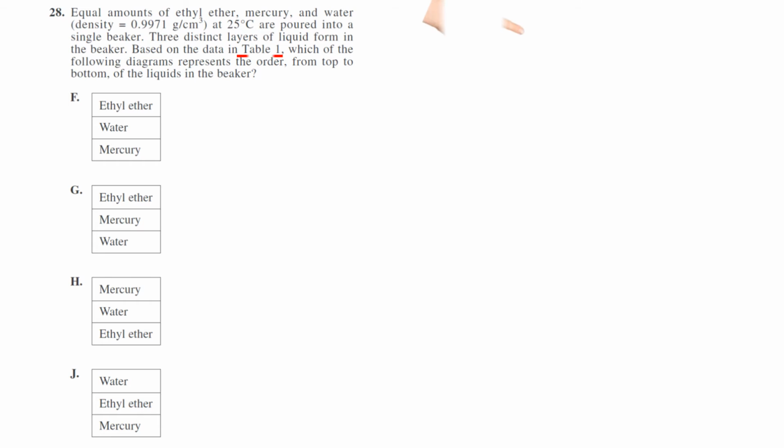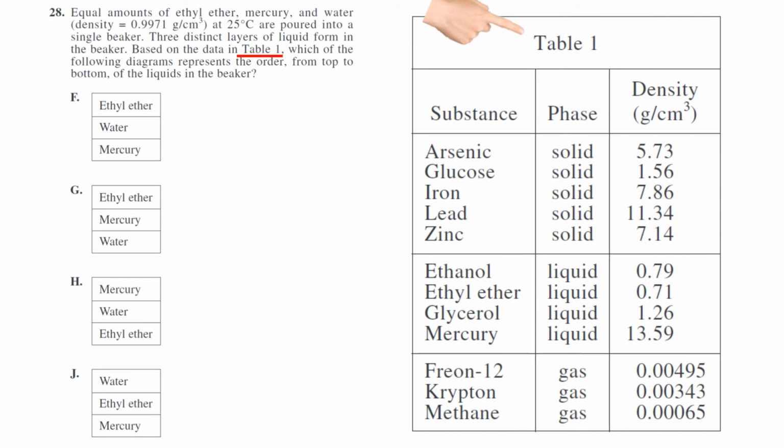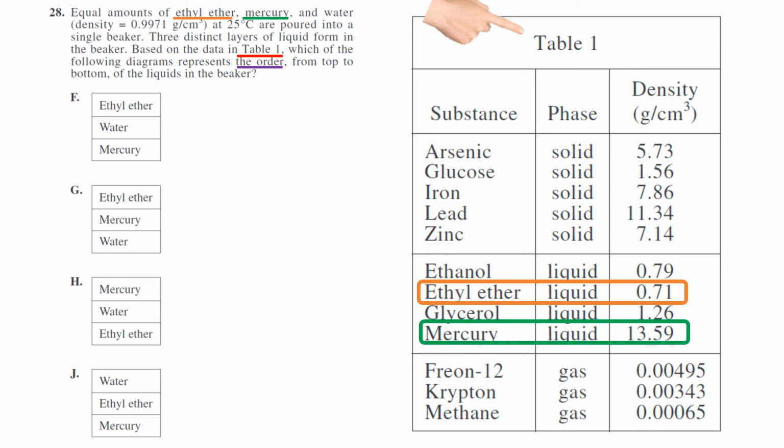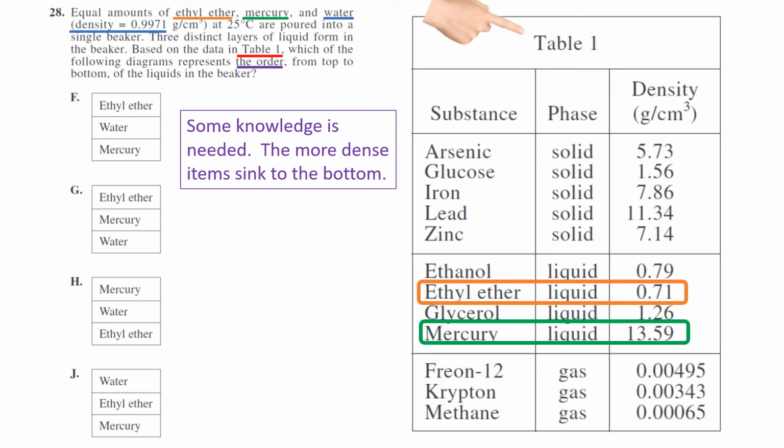Equal amounts of ethyl ether, mercury, and water are poured into a single beaker, 3 distinct layers formed. Based on the data in table 1, so finger on table 1, which of the following diagrams best represents the order from top to bottom of the liquids? So we're looking at ethyl ether, mercury, and water, which is not in the table, but they give that to us. There's a little bit of knowledge you need for this one.